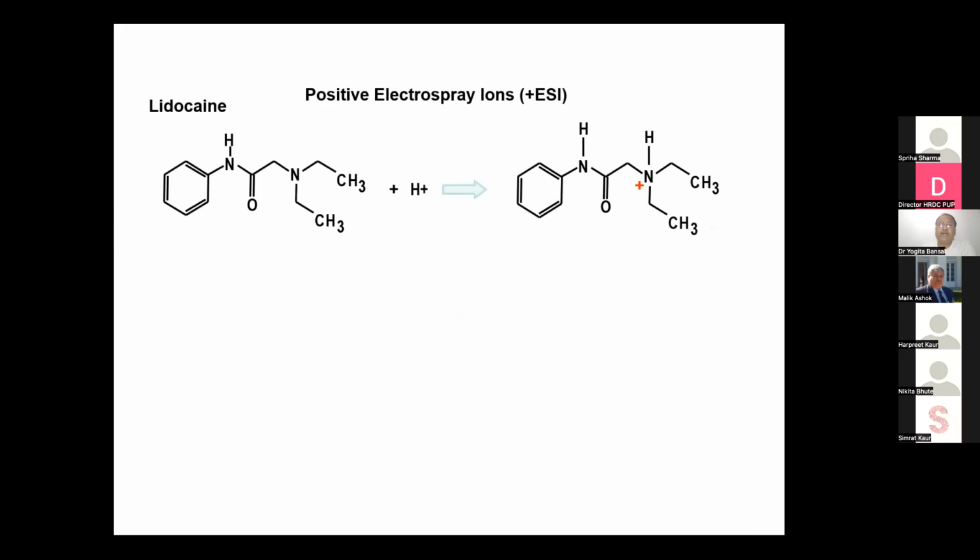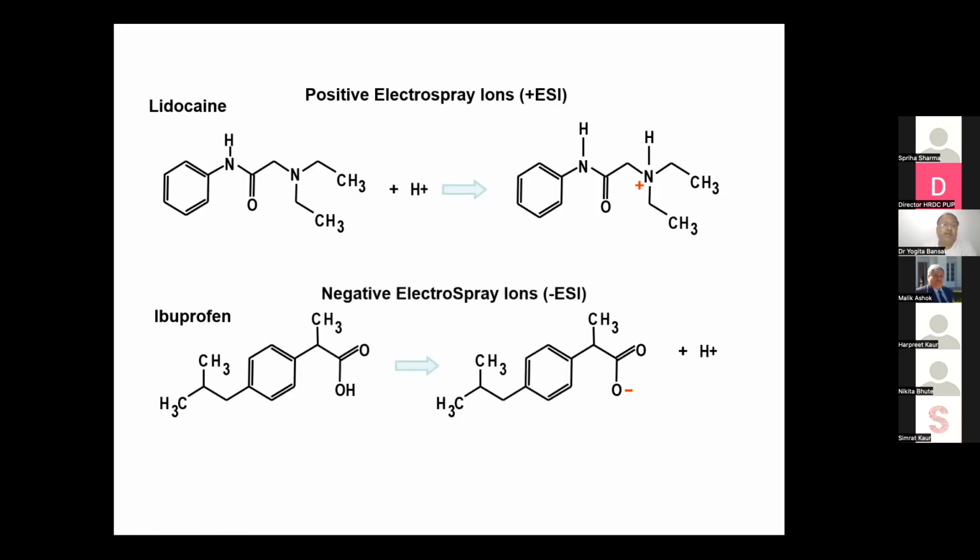Now, electrospray ionization can be operated in two modes. One is positive electrospray ionization. For example, this is lidocaine, which is a basic molecule. Nitrogen has a lone pair of electrons, so it will accept hydrogen and be protonated. When a molecule accepts a hydrogen ion, we call it positive ESI mode or positive electrospray ionization mode, and the molecules are detected at 1 mass higher.